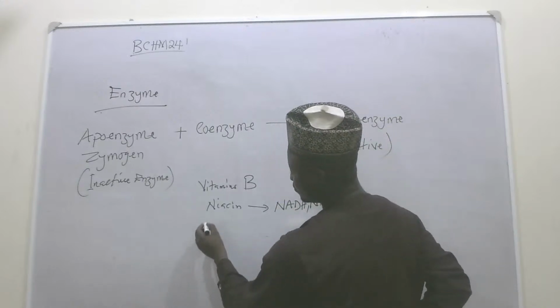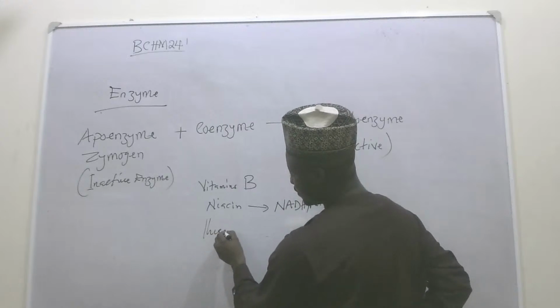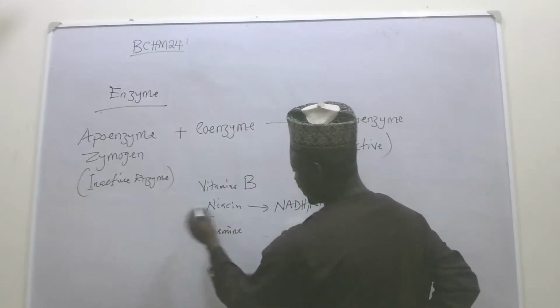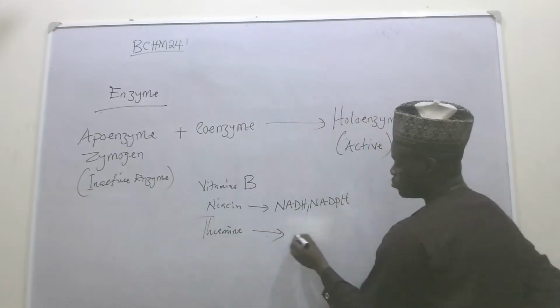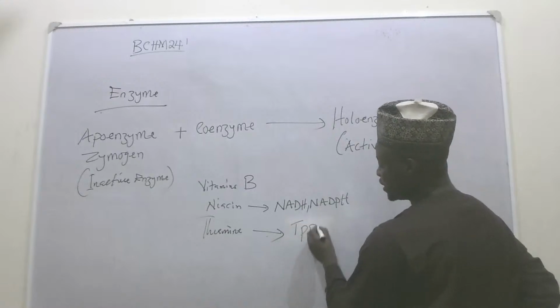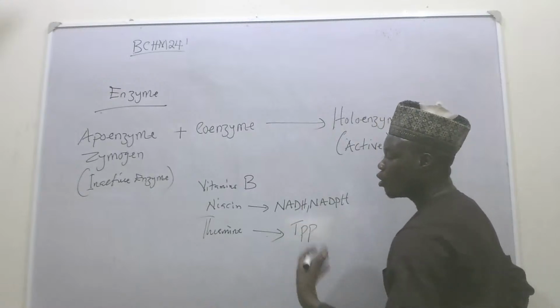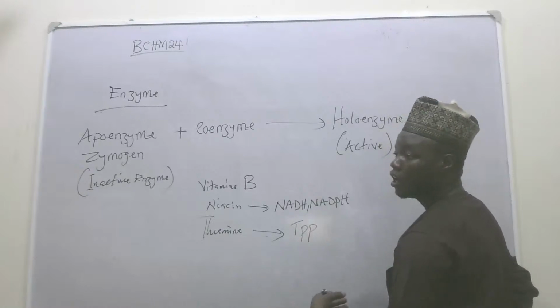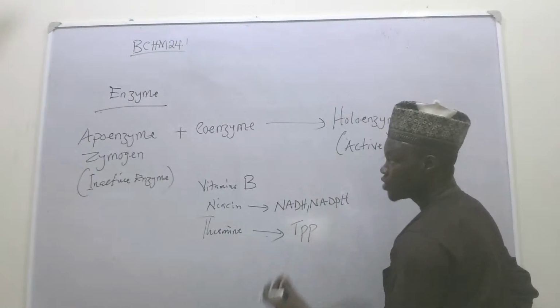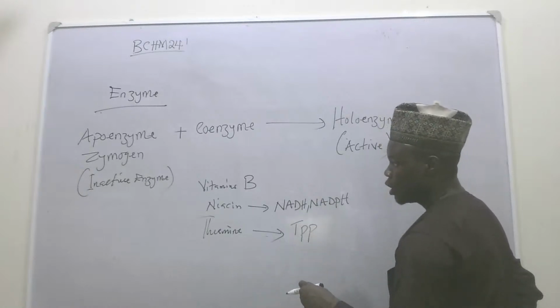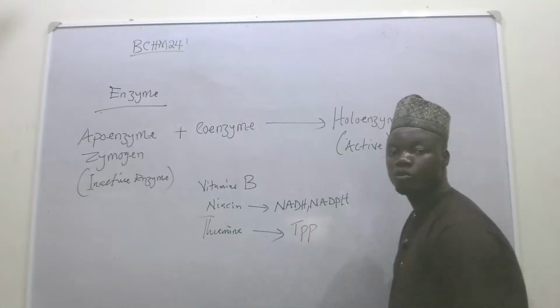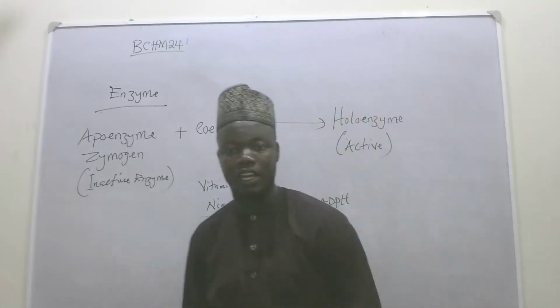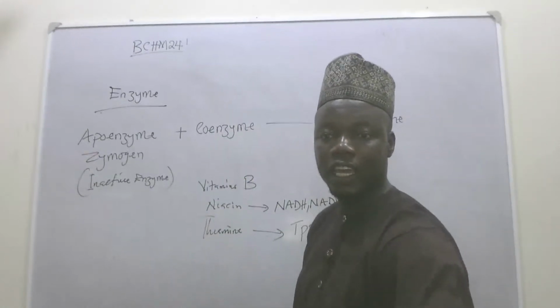We also have thiamine, which can be TPP. So what is the role of vitamins? Vitamins are micronutrients that are required by the enzymes for them to be active. That is the answer.